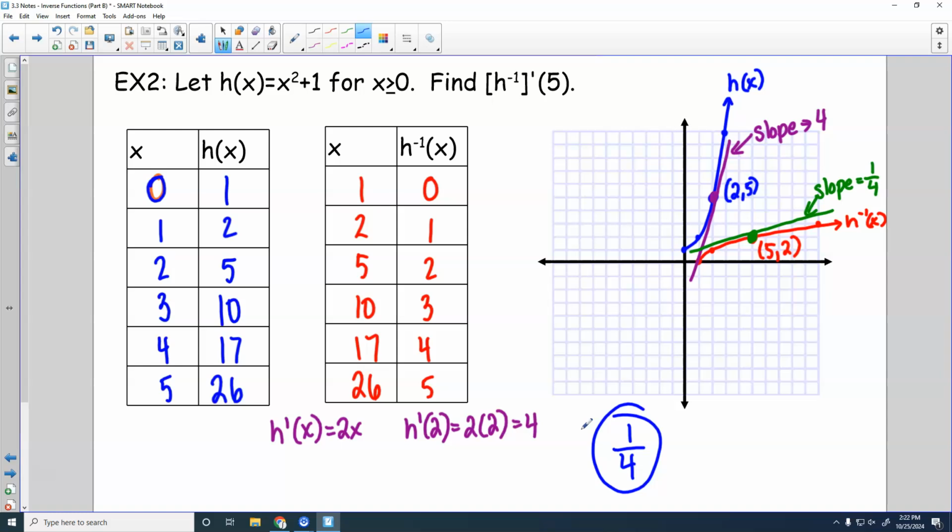This one, you could do the inverse. You can switch your x and y, solve for it, take the derivative, plug it in. You could do it that way. But the original function is easier to deal with. So that makes it easier to approach it this way.